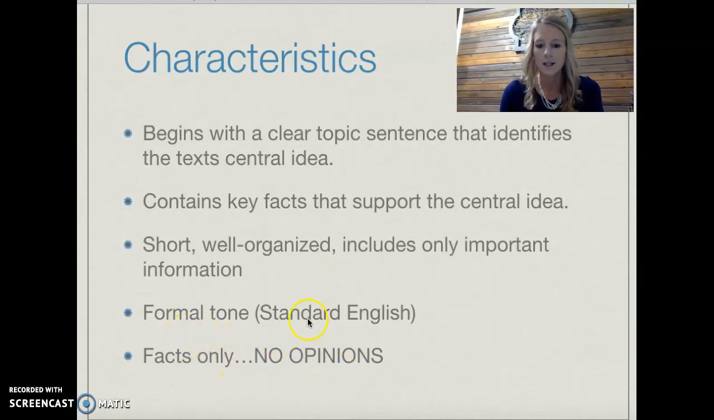Also, we talked a lot about standard English last week. Now, this is also important, and you need to tie that into your summaries. You have to use a formal tone. So be thinking about who your audience is and what is the purpose. Last and most important, when you're writing a summary, it is only facts. There are no opinions because that's not what you're doing when you're writing a summary. In a summary, you are just summarizing the important information.